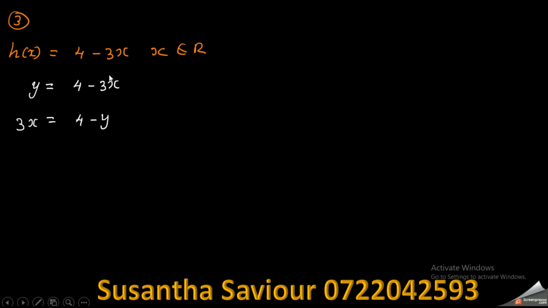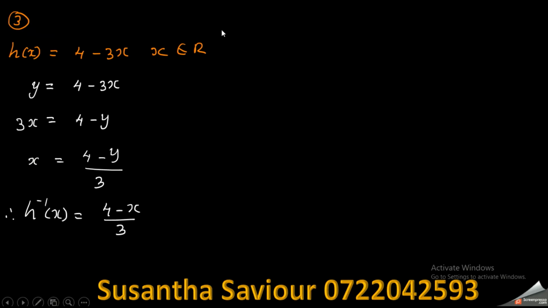When this minus 3x goes to this side, it will become plus 3x. When this plus y goes to this side, it will become minus y. So 3x is equal to 4 minus y. Then x is equal to (4 - y)/3. This is a multiplication, so it goes to the other side as a division. So we write this x as h inverse of x, and y is replaced by x. So h inverse of x is equal to (4 - x)/3.